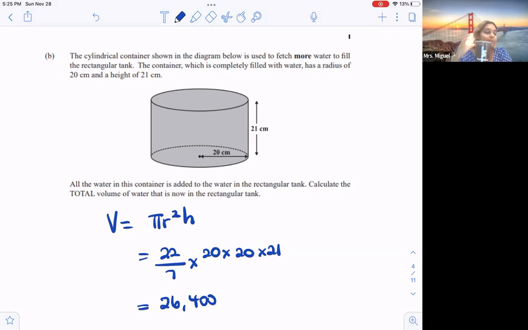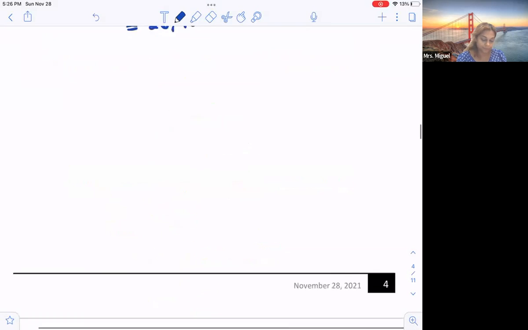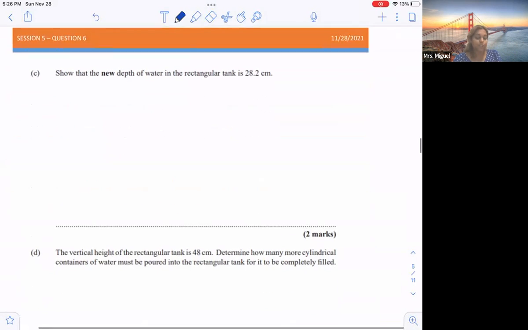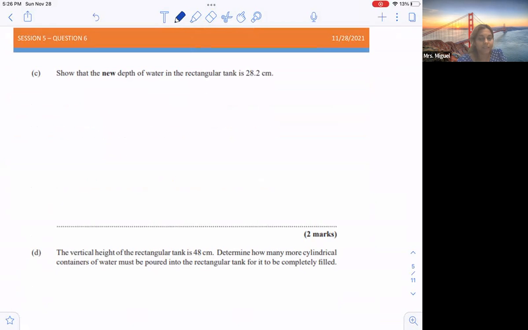But here's what. This is my cylindrical tank. This is my rectangular tank here. I am going to take all the contents of this and I'm going to pour it. So I'm going to take the 30,000 that I had before and I'm going to pour it with the 26,400. So the total in the tank would be the 30,000 that was in my fish tank plus the 26,400 that I have presently in the cylindrical tank. So this is 56,400 centimeter cube, right? Show that the new depth of water in the rectangular tank is 28.2.